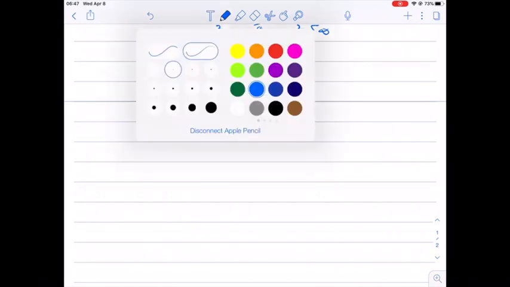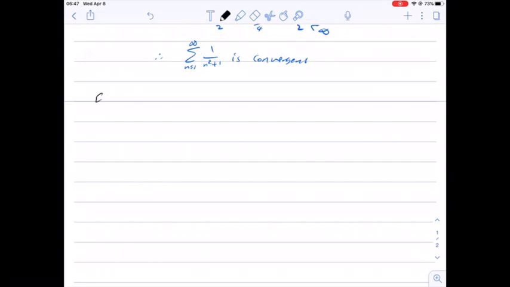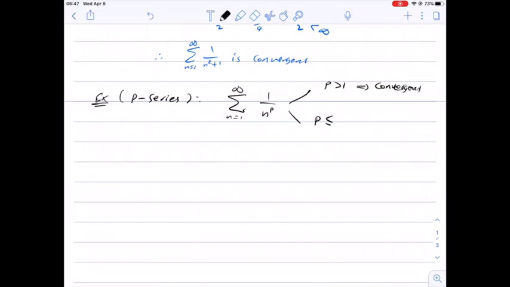Now let's take another example. This is a well-known example. It's called the P series. The series is given by 1 over n to the power p, n from 1 to infinity. And here we have two cases. If p is greater than 1, then the series is convergent. If p is less than or equal to 1, then it's divergent.